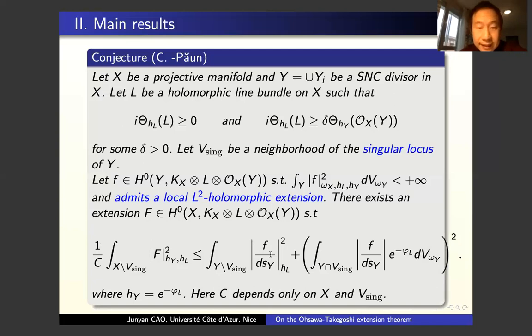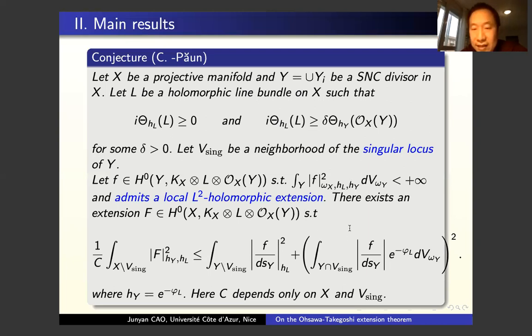So let me explain a little bit the right-hand side of this inequality. As we explained before, for this quotient, in case 1, Y is smooth. So in this case, this L2 norm is equivalent to this L2 norm. Therefore, for the first term on the right-hand side, since it's outside the singular locus of Y, we know that this L2 norm is bounded by this L2 norm.